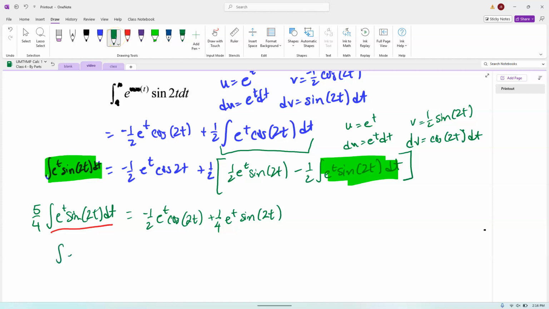Okay, so I have integral e to the t sine 2t dt is equal to, divide this over, what do I get? Negative 2/5 e to the t cosine 2t, and then plus 1/5 e to the t sine 2t. Now, technically here, I didn't integrate a thing, right? I just used the integration by parts formula over and over and over, and I just rearranged it.